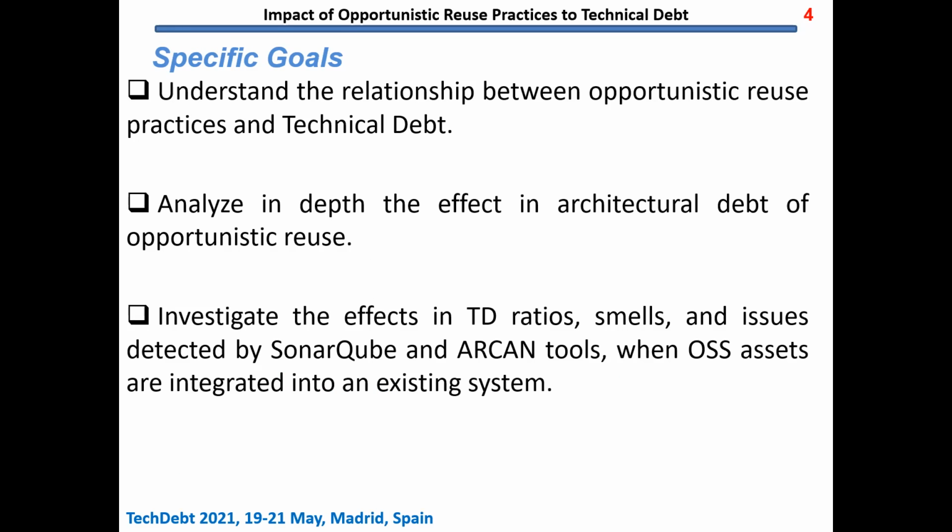Consequently, the main goals of this work are to understand the relationships between opportunistic reuse and technical debt, to analyze in more depth the effects on architectural debt when we reuse assets opportunistically, and also to investigate the effects on technical debt ratios, the number of smells, and the number of issues that can be detected using two different tools, SonarQube and Arcan, when we integrate these assets found opportunistically into an existing system.